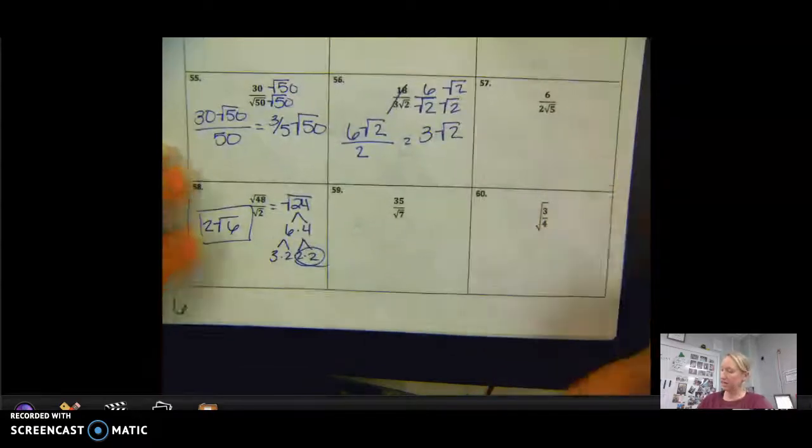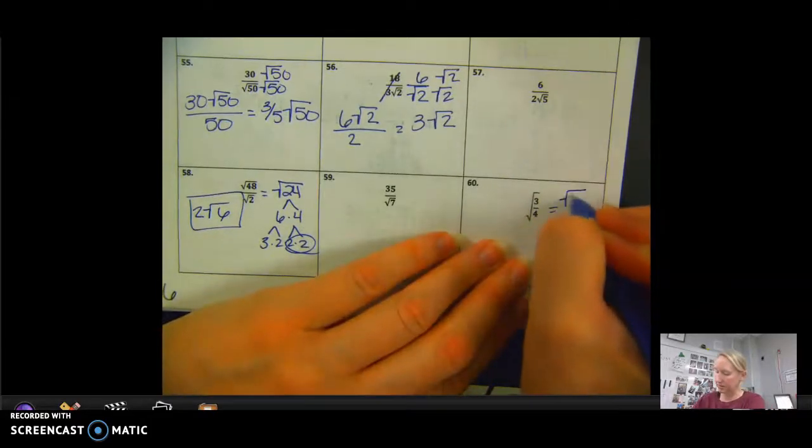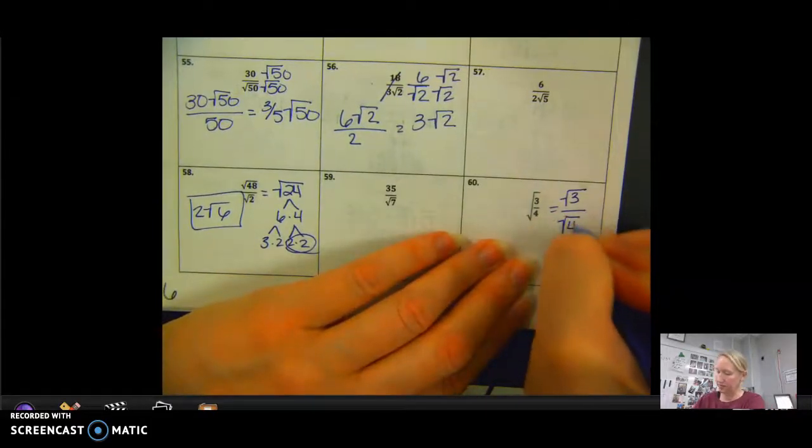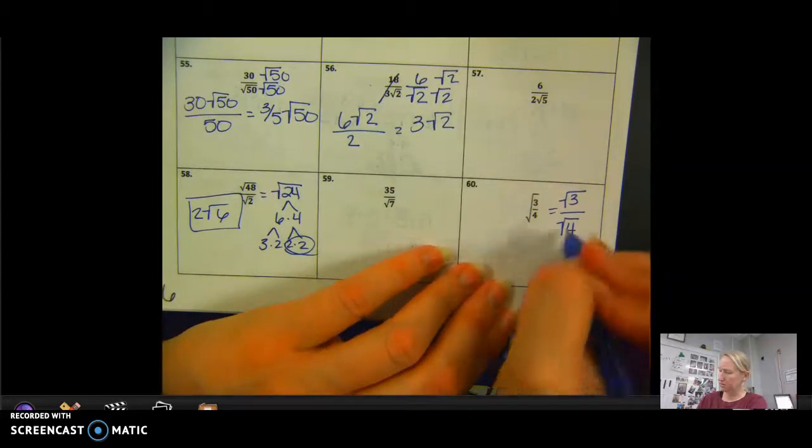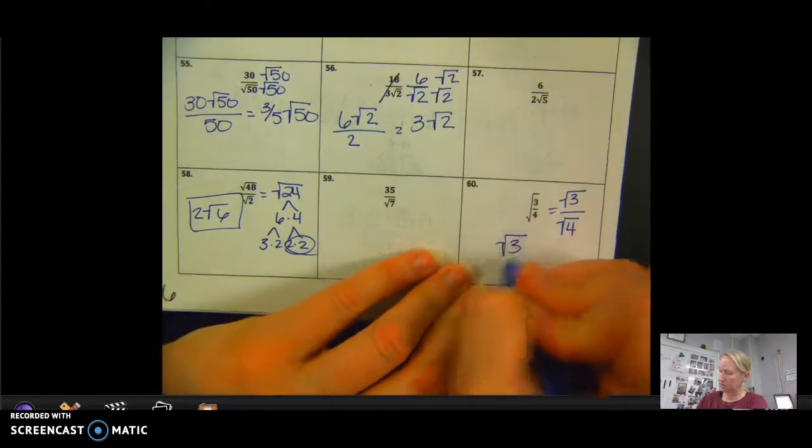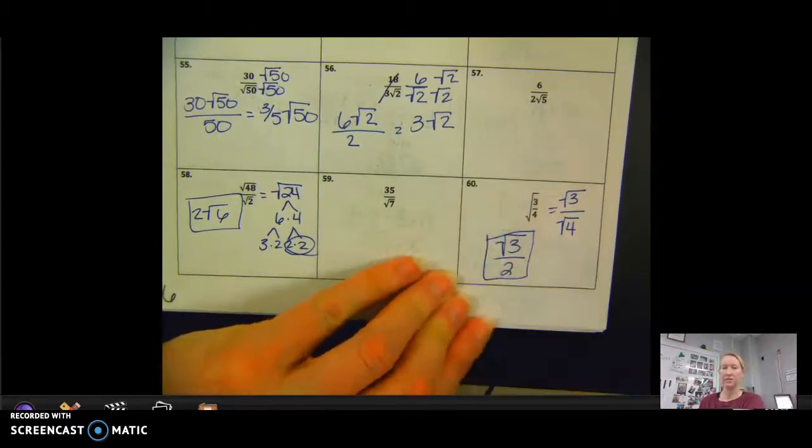Something like this, guys, that means the same thing as square root of 3 over the square root of 4. Well, what is the square root of 4? That is 2. So this is really just square root of 3 over 2. And that's your final answer.